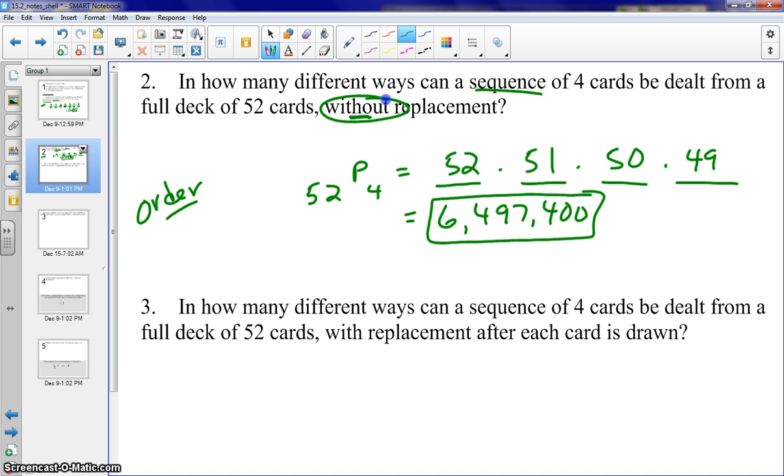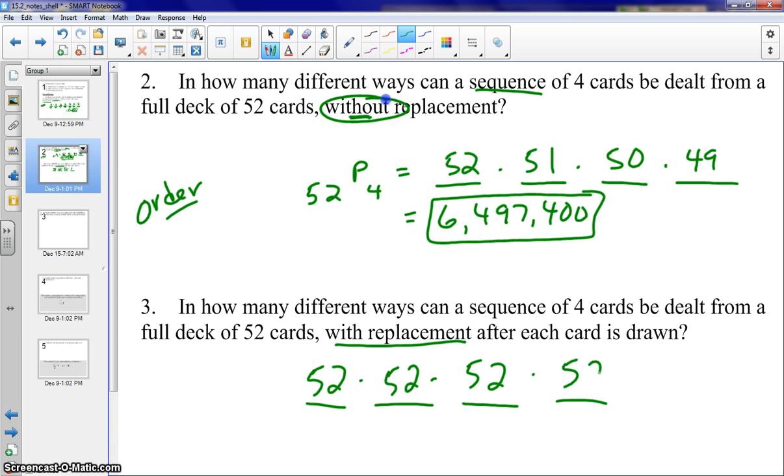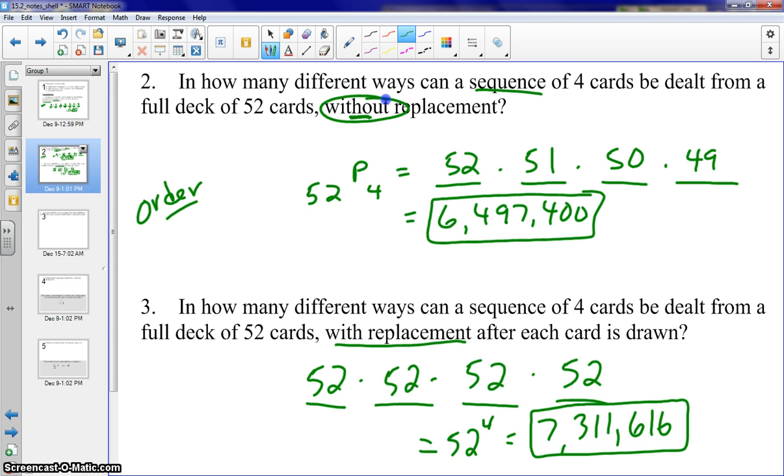Number 3, how many different ways can a sequence of 4 cards be dealt from a full deck of 52 cards with replacement? So slightly different, with replacement after each card is drawn. So similar to number 2, but we change it up and we now have with replacement. So in this case, we have 4 spots. How many options do we have for the first one? Well, we have 52. Now we're going to put that card back in. So each time we would have 52 options. So again, that would be 52 to the 4th, which would give us 7,311,616 ways this can occur.